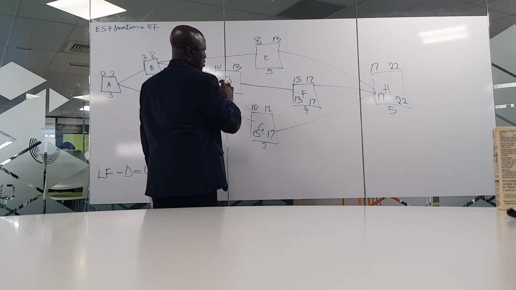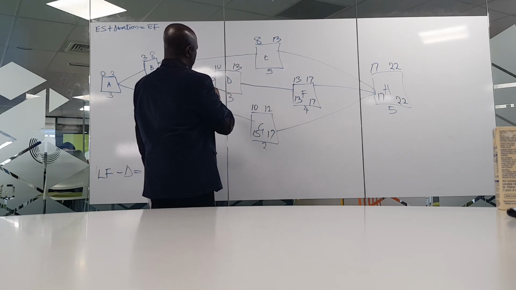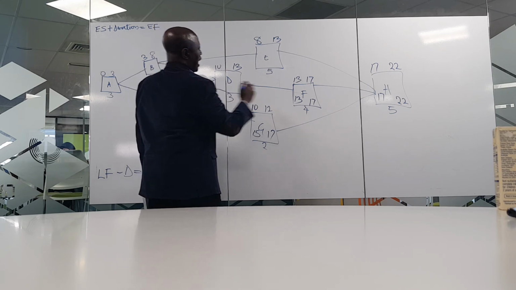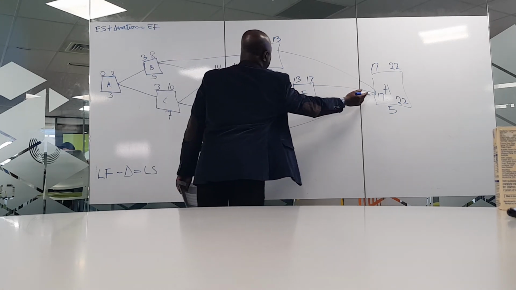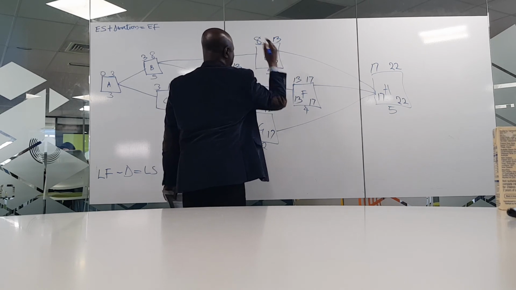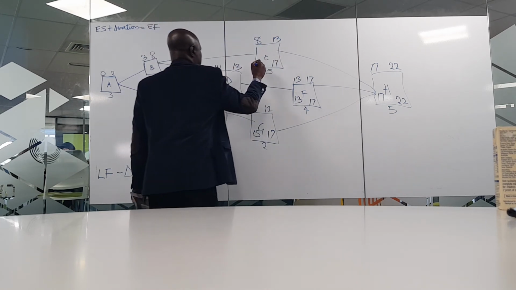E is at the top, and H is dependent on E, F and G. We have done F and G. So here, this is 17, right? Yeah. We bring our 17 here. 12. And that will be 12 now.